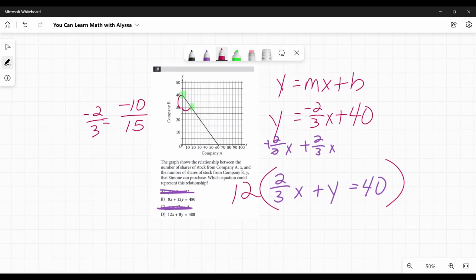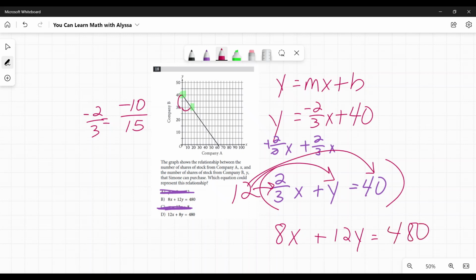Okay, our first one here, 12 times 2/3 is 8. And x just comes along for the ride. 12 times y is 12y. 12 times 40 is 480. So 8x plus 12y equals 480, and that is B. Got my answer.